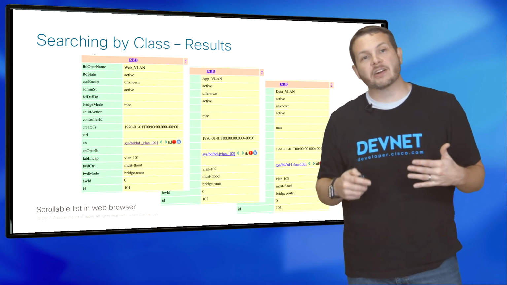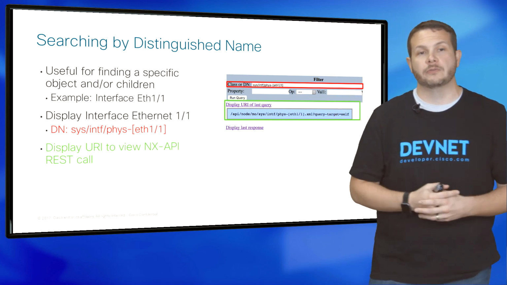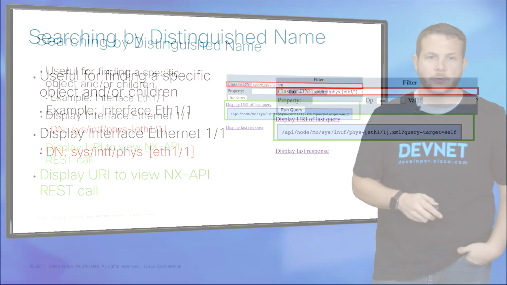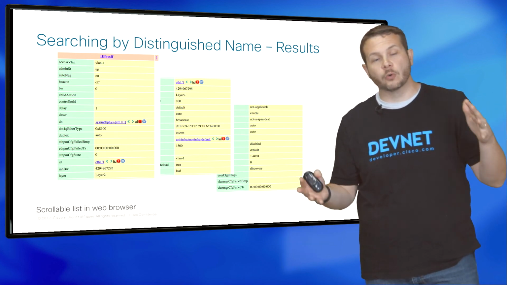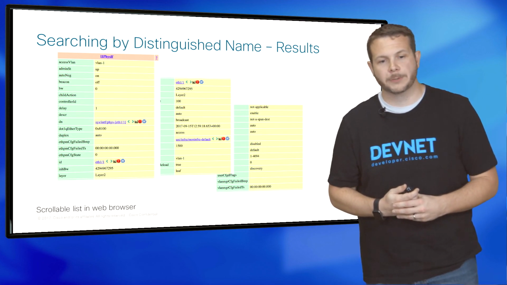Now, rather than search by an entire class, we can search by distinguished name to look for a specific object and/or all of the children for that object. Here we can see an example of how we might look for interface Ethernet 1/1. To do that, we need to search for its distinguished name. We can't search for a relative name; we do need the full distinguished name. So in this case, it would be sys/intf/phys-[eth1/1]. We can see the REST API call that is laid out here on how we would search for that specific interface. As we look at the results, we'll see all of the details, scrollable in the web browser, for all of the properties available for this particular object.